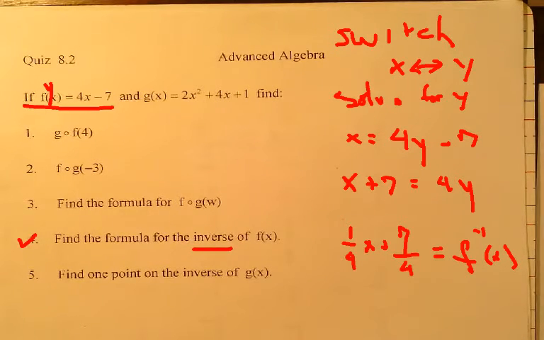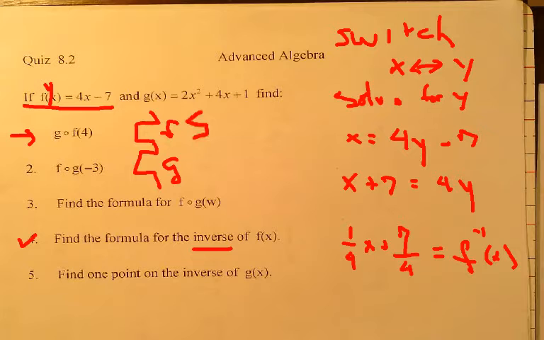Also remember, G circle F means that G follows F. So if I'm looking at this one, G is second, F is first. So I'd have to put the F function and then the G function, right? So your number has to go into the F function and then into the G function.